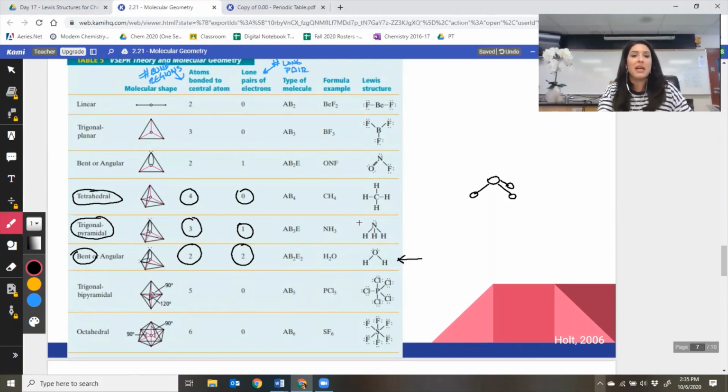So we've seen bent today, we've seen tetrahedral, we've seen trigonal pyramidal. There are several other geometries you can have. And what you're going to do is just compare how many atoms or how many bonds your central atom is attached to, and how many lone pairs of electrons your central atom has. And it will tell you a little bit about the geometry.